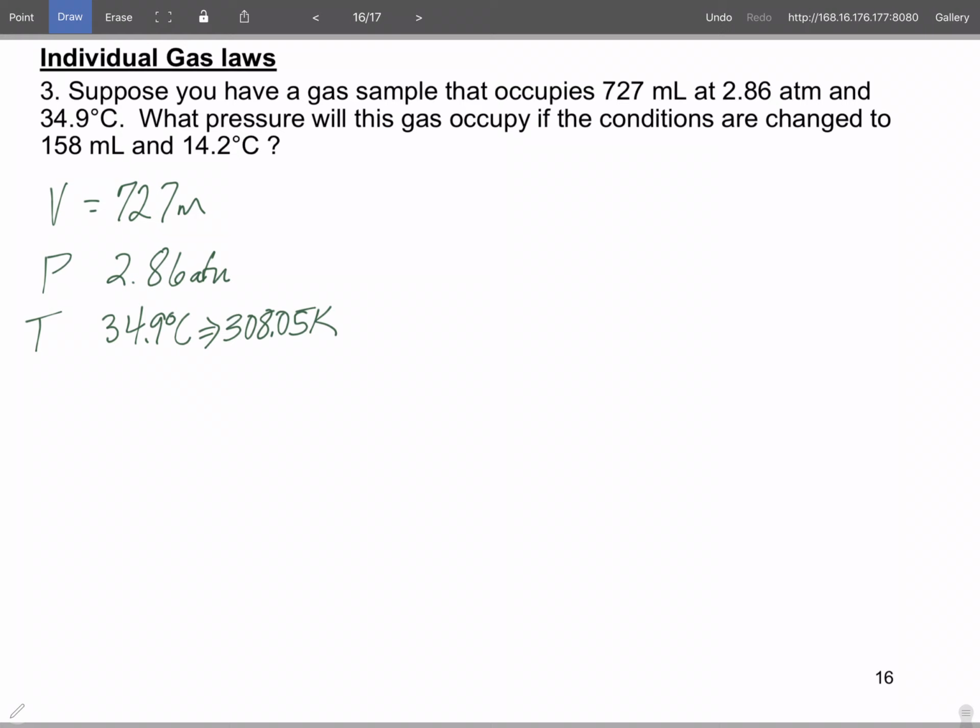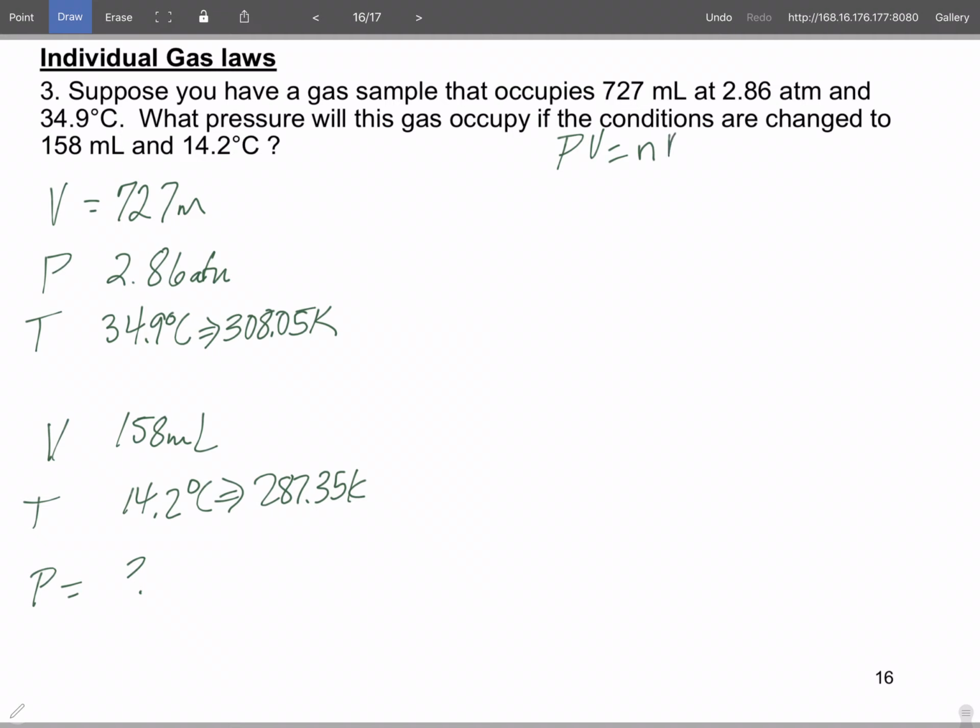So wait a minute. Which will this gas occupy? The conditions are changed to 158 milliliters, and temperature is 14.2 degrees C, which means it's 287.35 K. And we're looking for pressure. So wait a minute. What are we doing? So PV equals nRT. So what's changing are these three.